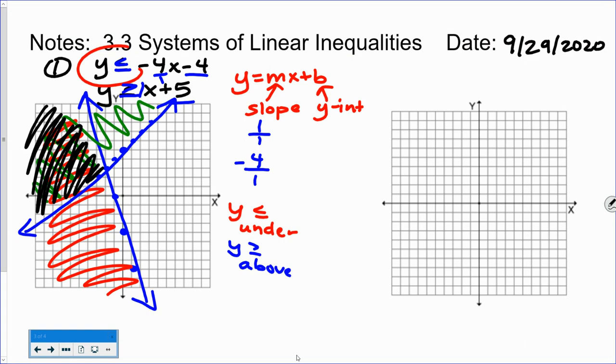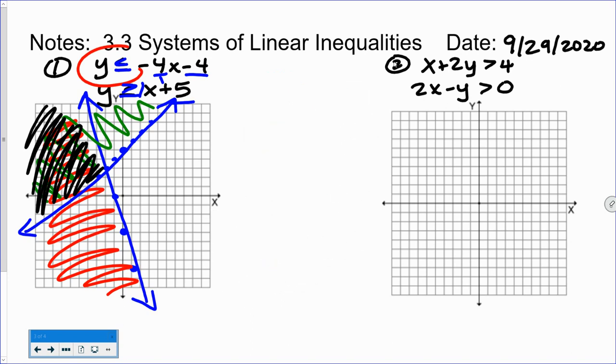All right, so we'll look at another example. For my second example here, we're going to have x plus 2y is greater than 4, and 2x minus y is greater than 0. I want to graph these two lines. This time they're not in slope-intercept form, so I would suggest putting them into slope-intercept form. I'm going to use some of my space over here to do that.